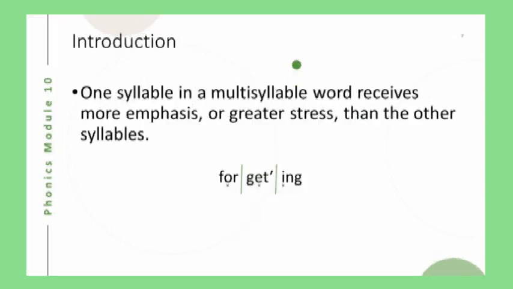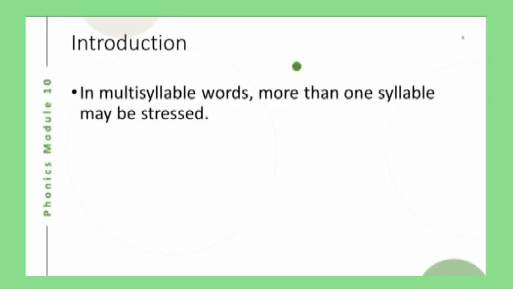One syllable in a multisyllable word receives more emphasis or greater stress than the other syllables. We identify this accented syllable by placing an accent mark at the end of the accented syllable. Here is an example. In multisyllable words, more than one syllable may be stressed. There will be one primary accent or stress and one or more secondary accents. The secondary accent is shown by an accent mark as well. Check your dictionary or curriculum guide to see how it indicates the secondary accents in multisyllabic words.